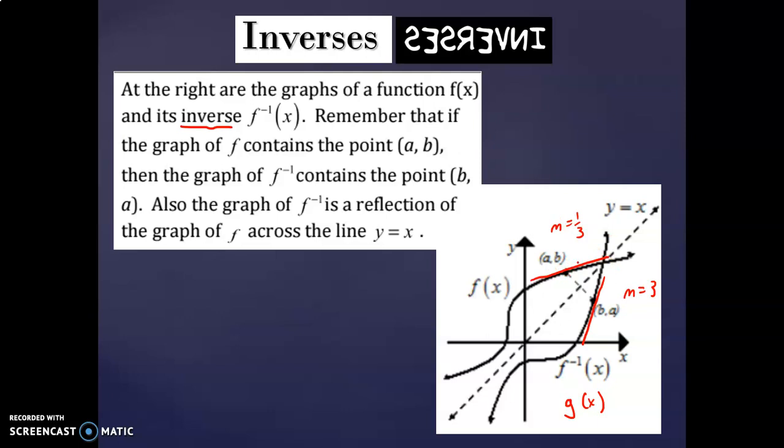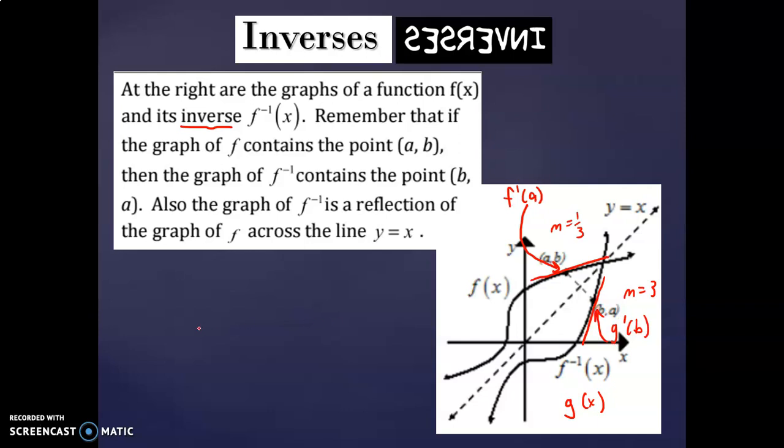So let's think about what we would call the slope at this point. The slope comes from the derivative, so we would call that f prime of a. Over here, the slope of g at this point would be g prime of b, because b is my x value here.